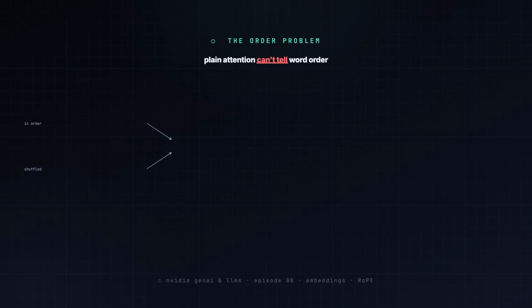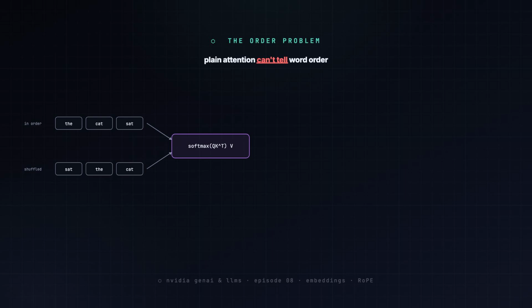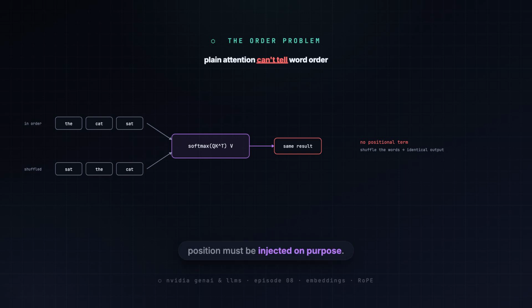Now, the order problem. Here's the unsettling part. Plain attention is blind to order. Shuffle the words and it computes the exact same thing, because it only compares every token to every token. No sense of first, second, third. So we have to inject position on purpose. There are a few ways. Add a fixed sine wave pattern, learn a position table, add a distance bias, or the modern winner, RoPE.